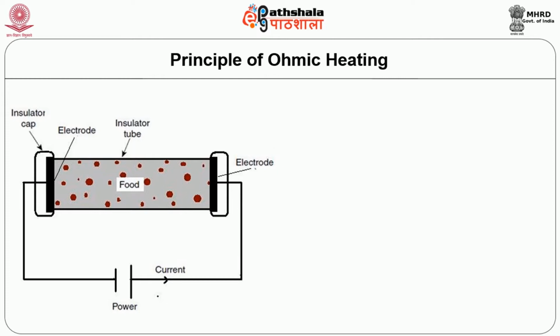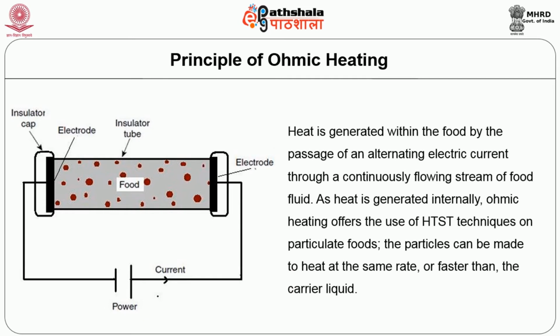The ohmic heater contains electrodes which are in contact with food material, unlike in microwave and inductive heating where electrodes are absent. Also, the frequency applied is less compared to that of radio or microwave frequency range. Heat is generated within the food by the passage of an alternating electric current through a continuously flowing stream of food fluid. As heat is generated internally, ohmic heating offers the use of the HTST technique, that is high temperature short time technique, on particulate foods.